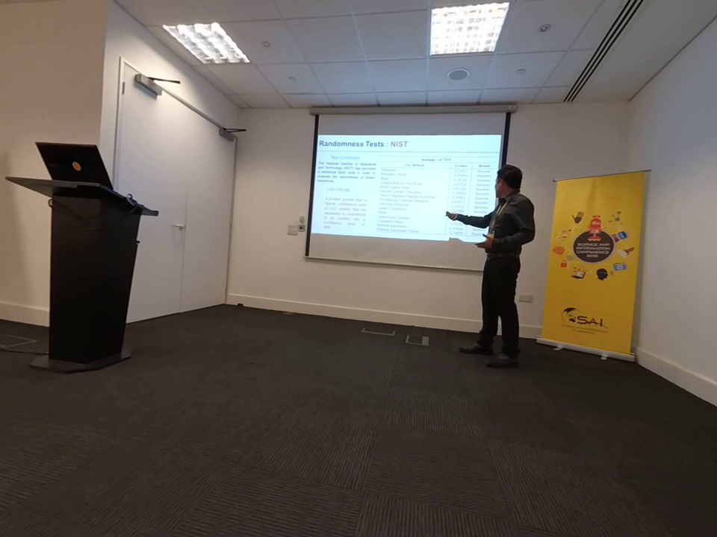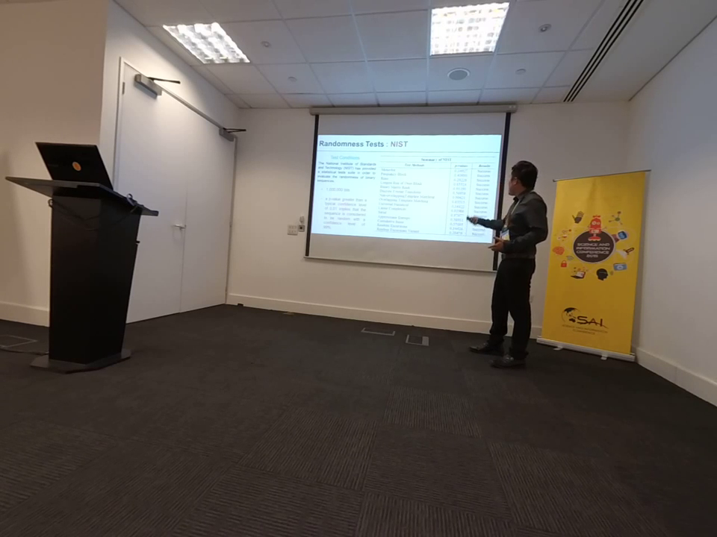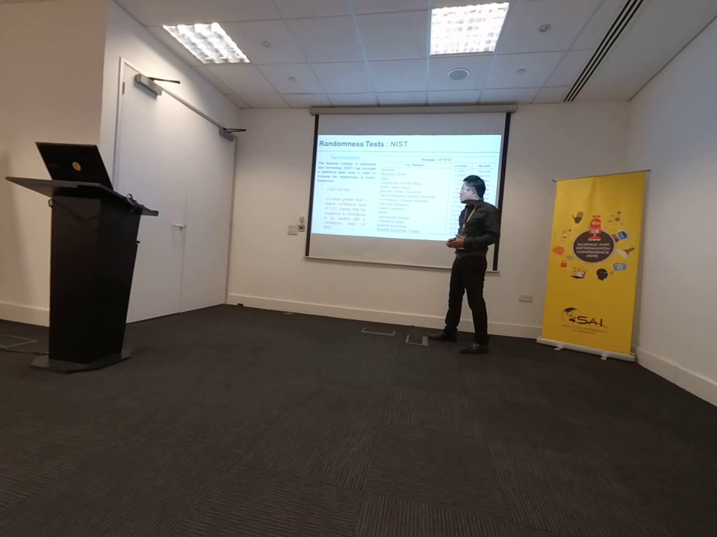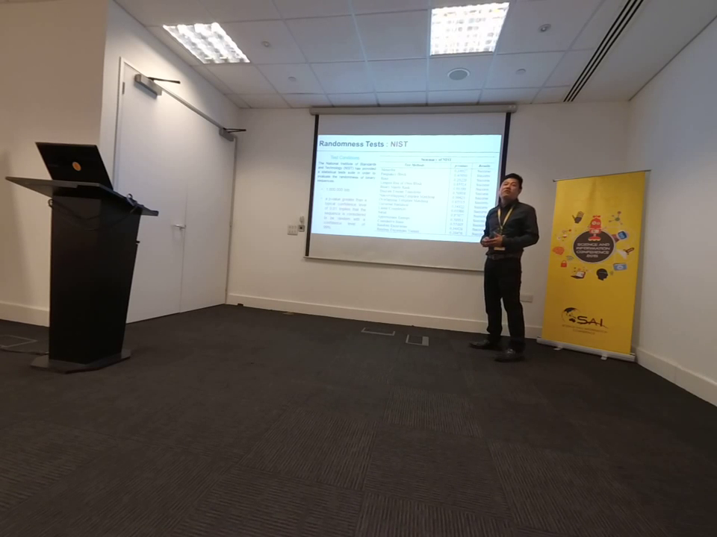There are 15 test methods and the p-values, okay? If the p-value is greater than a typical significance level of 0.01, the sequence is considered to be random with a confidence level of 99%. You could see that for the 15 tests, we passed all.